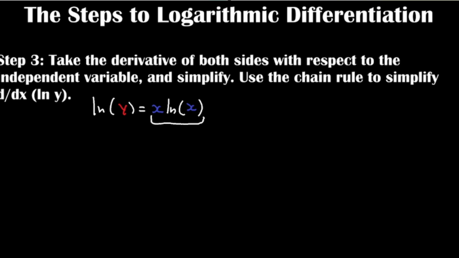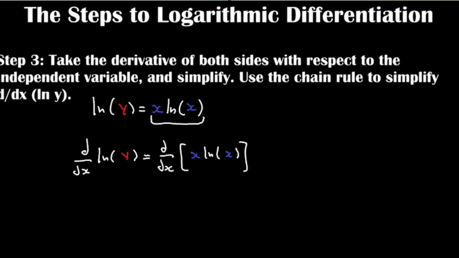The next step is to differentiate both sides with respect to x. We get the derivative of the natural log of y is equal to the derivative of x natural log x. So look at this. Use the chain rule to simplify d over dx of natural log y.